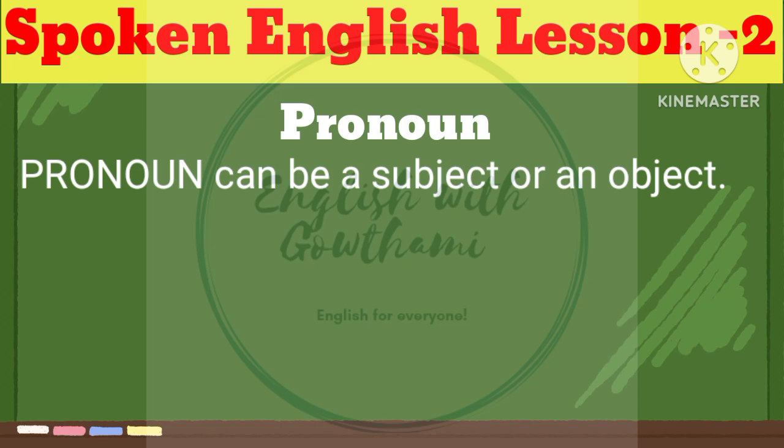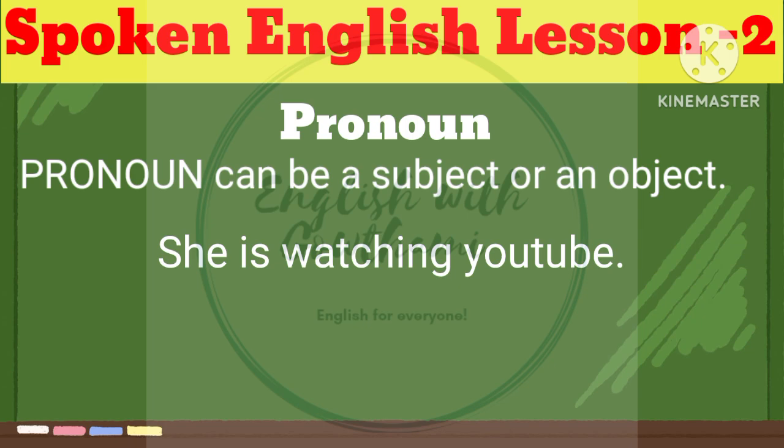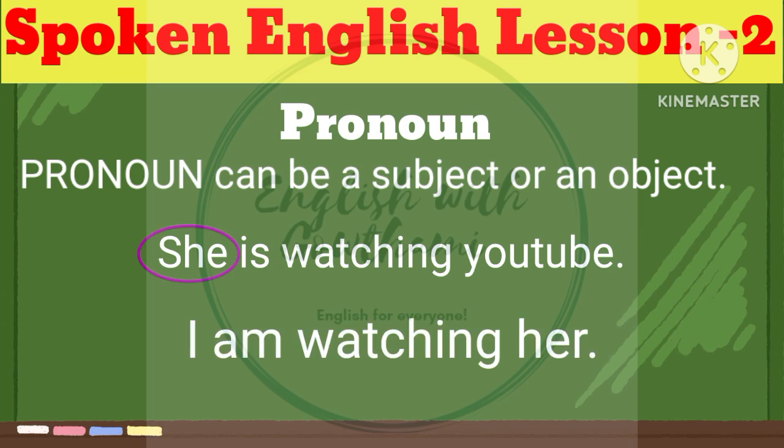Now let us see some examples. She is watching YouTube. In this case, she is the pronoun. I am watching her. In this case, her is a pronoun. We are not mentioning the name of that particular girl, but we are telling that I am watching her. In this sentence, I is also a pronoun, right? Here I am not mentioning my name also. So here you can find two pronouns, subject pronoun and object pronoun, that is I and her. I am watching she is completely wrong. Okay, did you get me now?